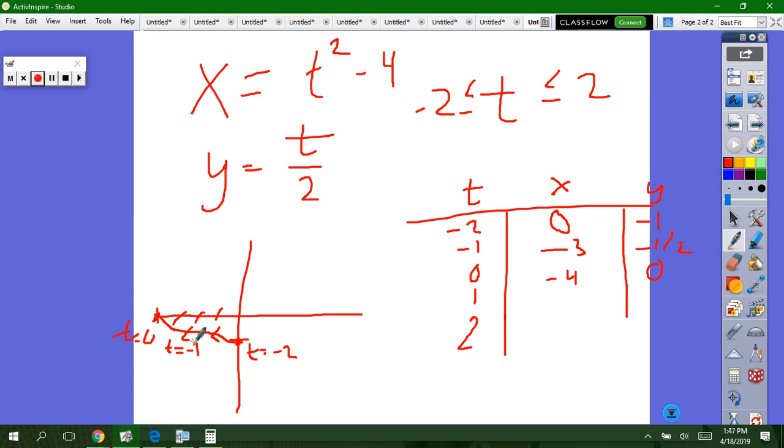Yeah. Does that make sense? Exactly. So this is -3/2. And notice, hopefully you guys see I'm just plugging values in for t, right? And then I plug in those values of t into x, the equation for x.